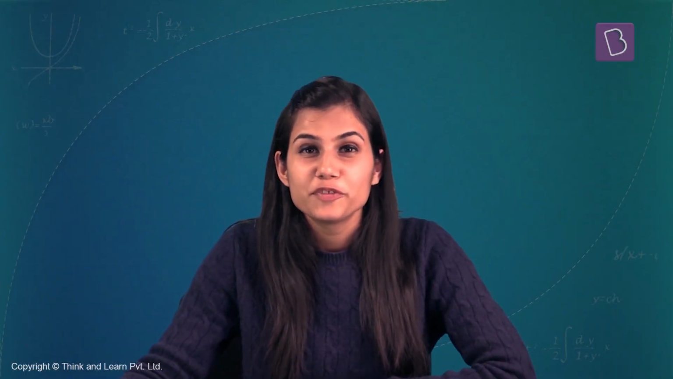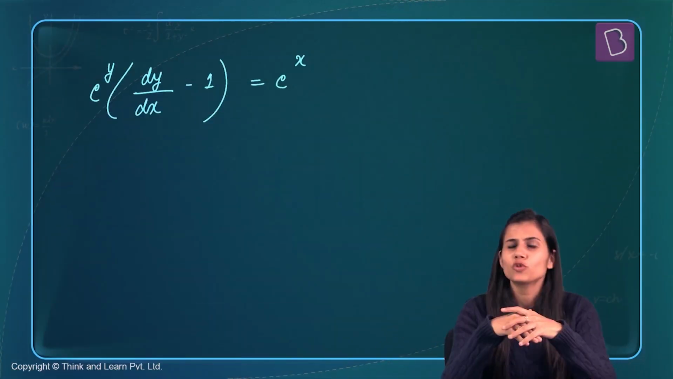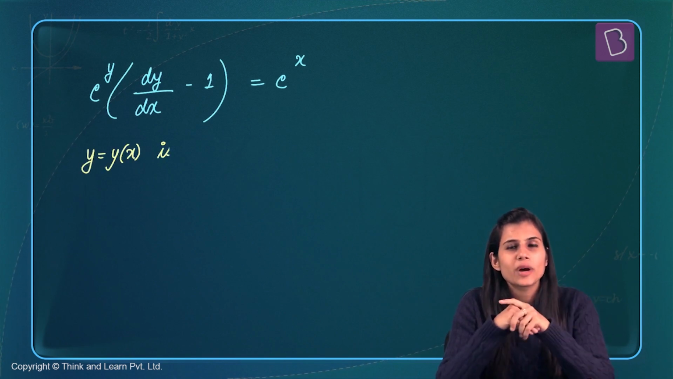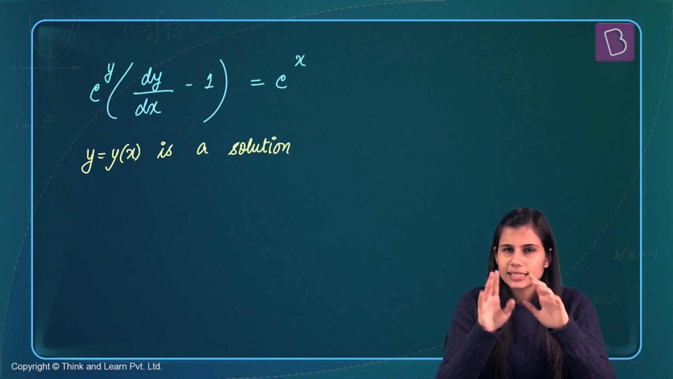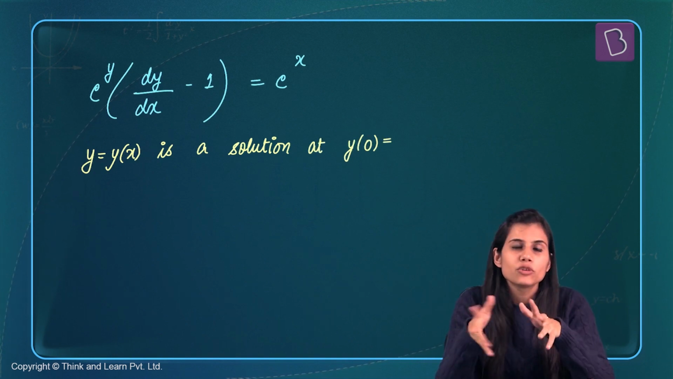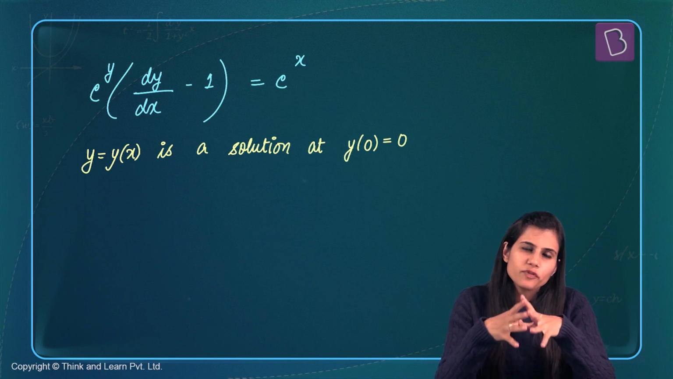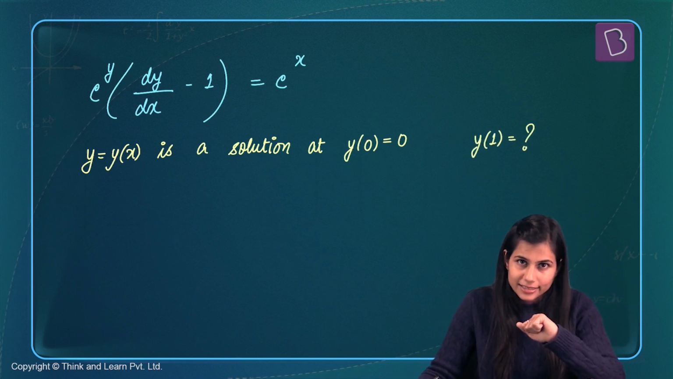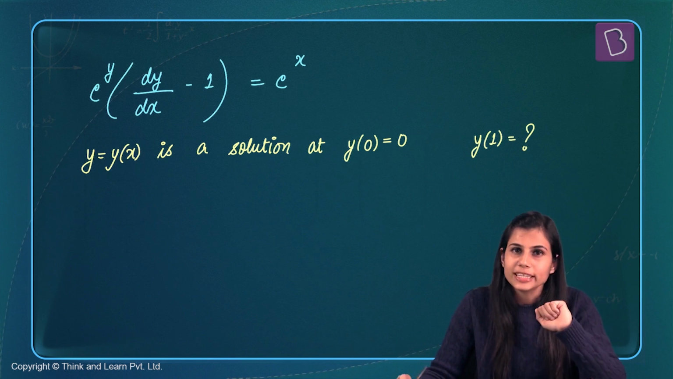Okay, coming from the world of differential equations, we have this question, which is giving you a full-fledged, good-looking differential equation and is saying that y equals y of x is a solution of this, such that at the point x equals 0, y of 0 is 0. We have to find out what is y of 1. That means when you plug in x equals 1, what is y of x? It means y of 1 equal to.